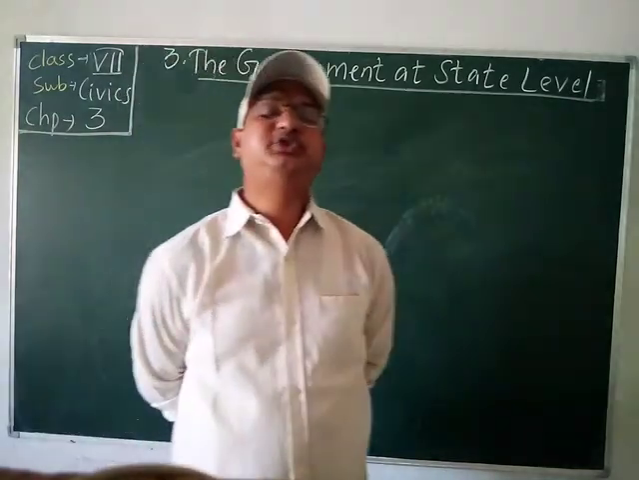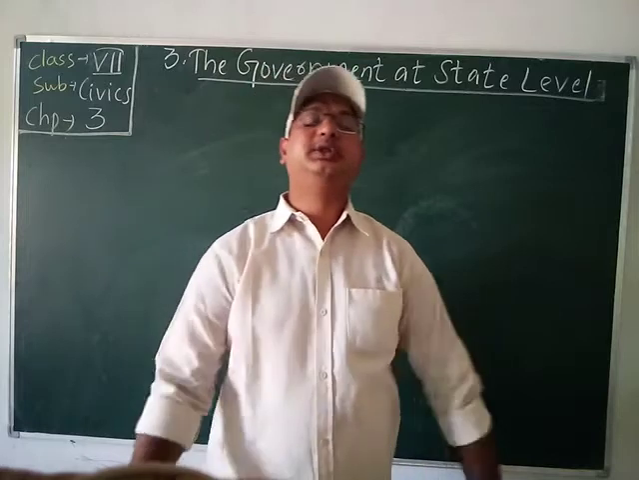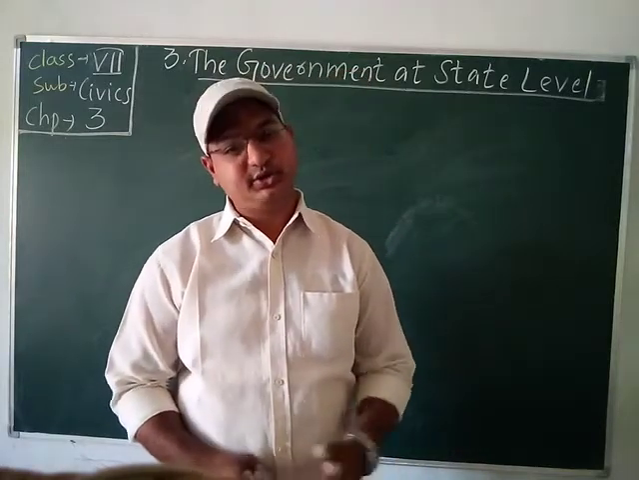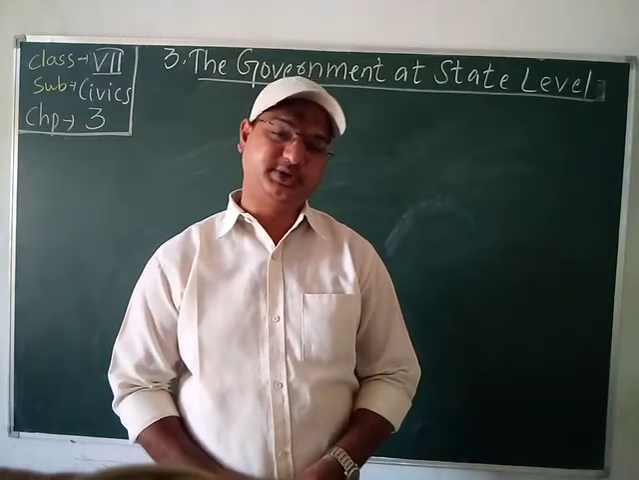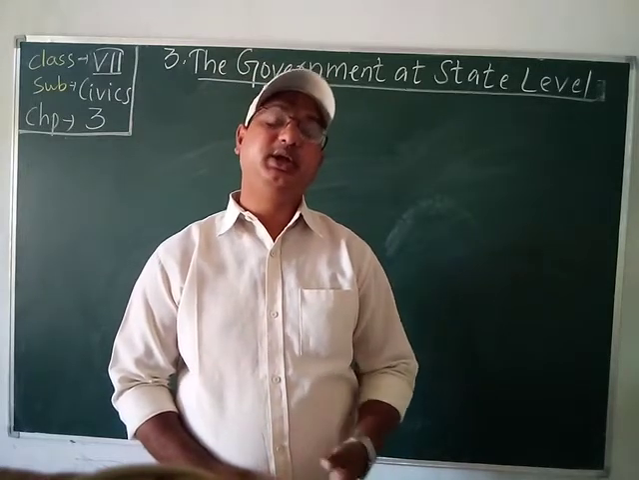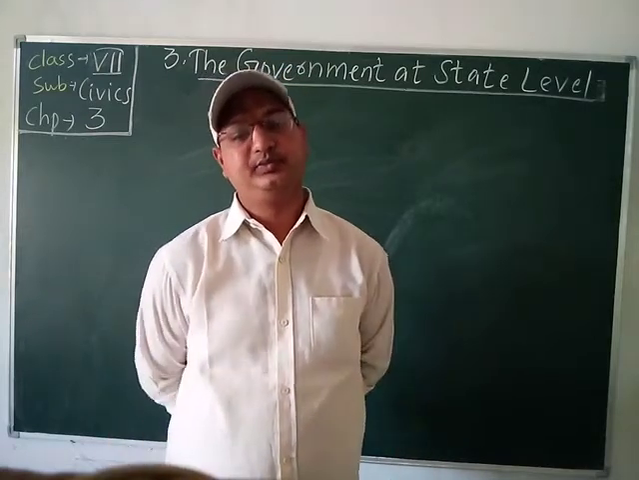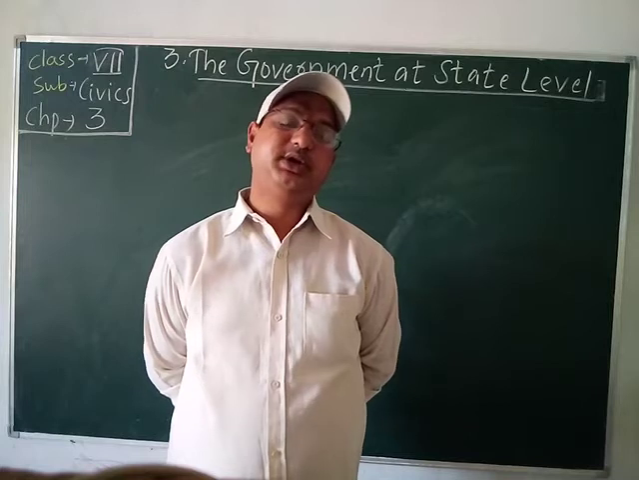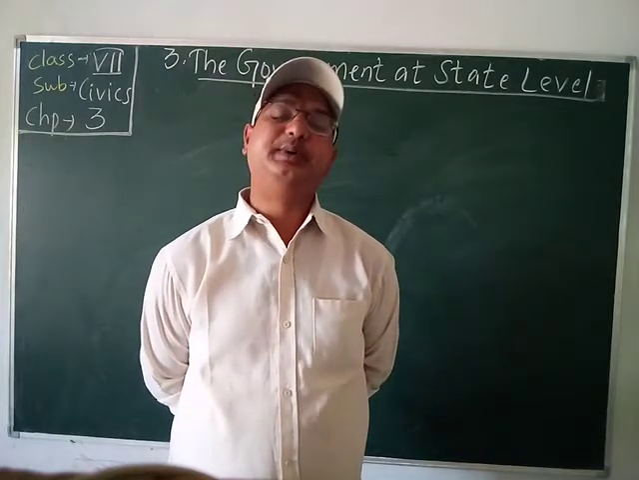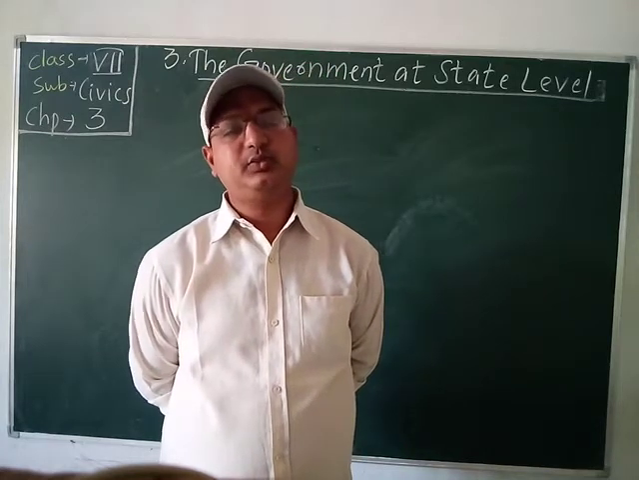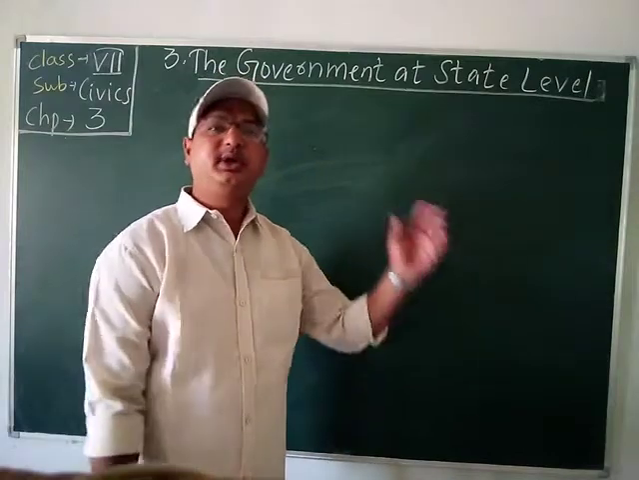So, in the previous two chapters, if you will recall, the first chapter was democracy, and the second one was the institutions of democracy. Then in the second chapter, we knew how elections are held and what the different institutions of democracy are, which allow the smooth functioning of the government. Students, now the topic is the government at the state level.